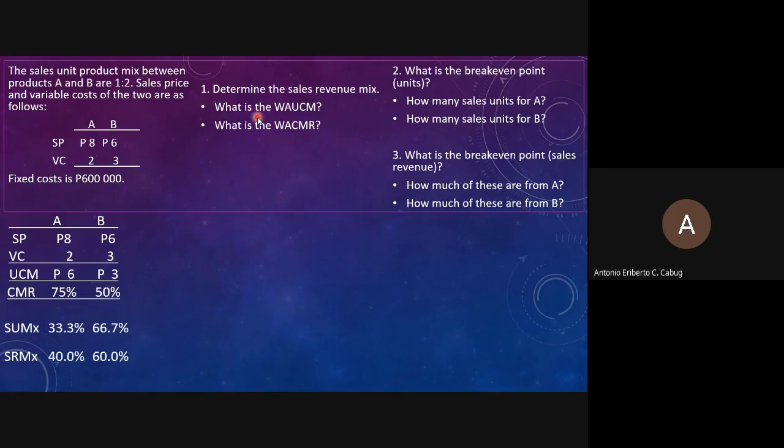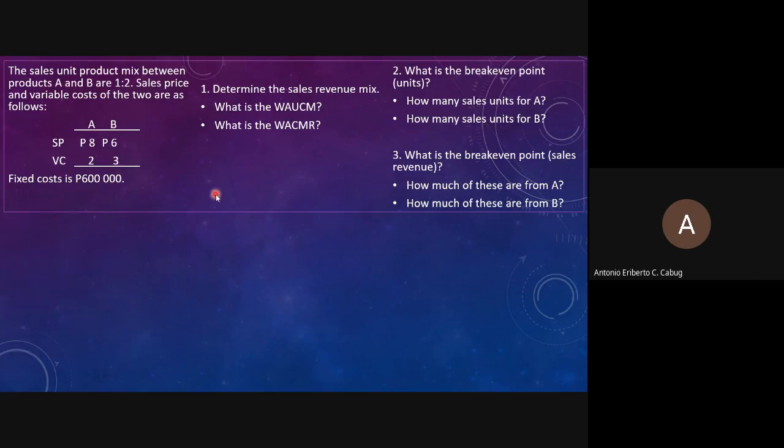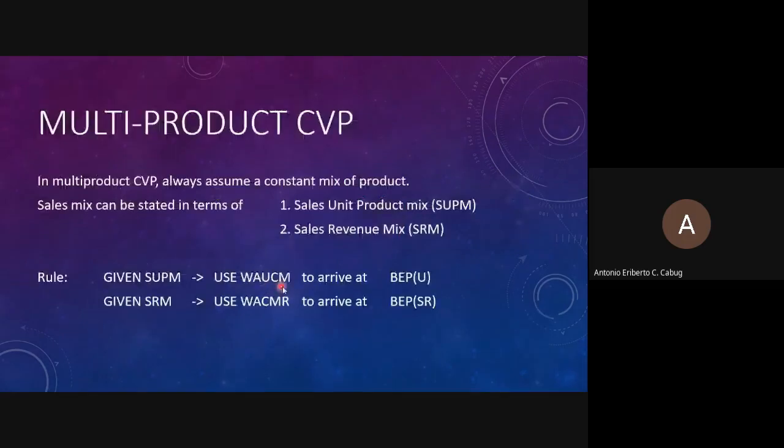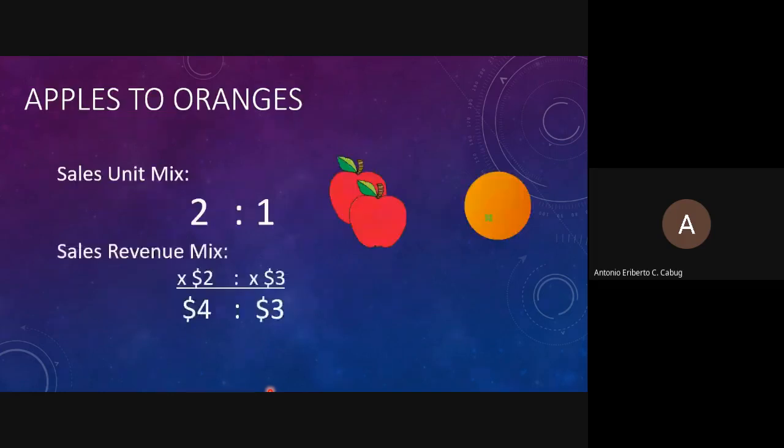Next question. What is the weighted average UCM? Anong percentage yung gagamitin natin para sa weights ni A tsaka ni boy? If we are looking for the weighted average UCM, we have to use the given unit product mix. Kapag weighted average CMR, gamitin nyo yung sales revenue mix to arrive at the break-even points. Okay. Now, let us continue.